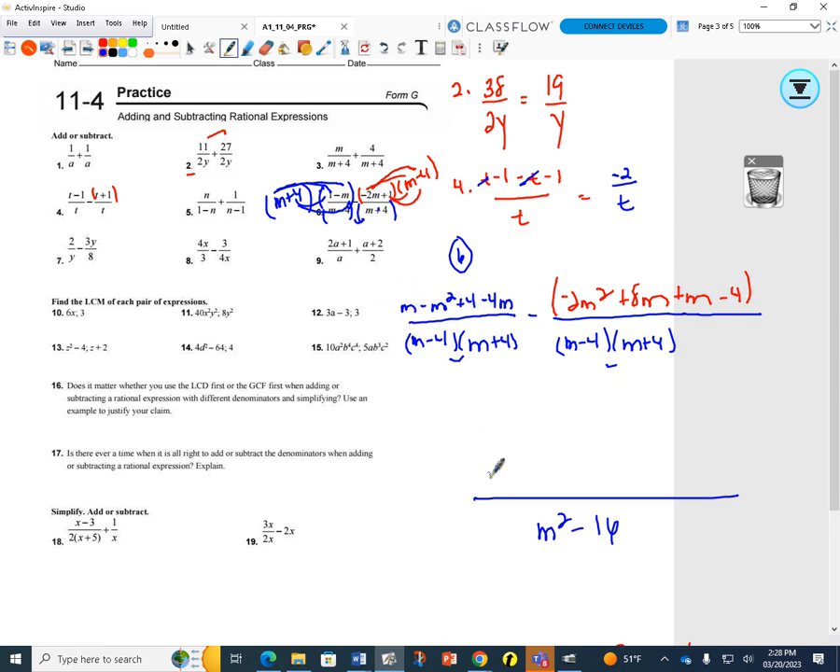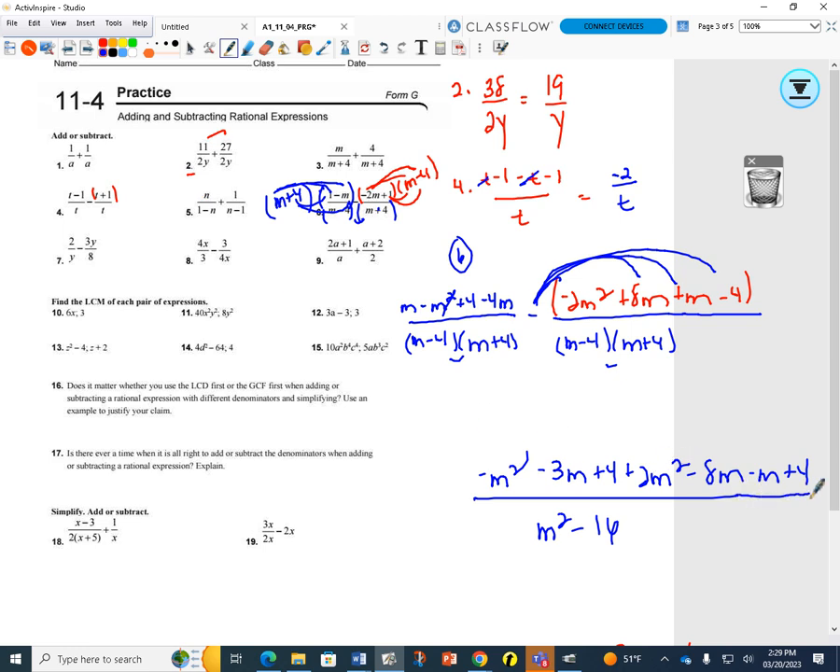This is going to be negative m squared. m minus 4m is minus 3m plus 4. And now we've taken care of that. Now it's minus negative 2m squared, which is plus 2m squared, minus positive 8m, which is minus 8m, minus m, and minus negative 4, which is positive 4.